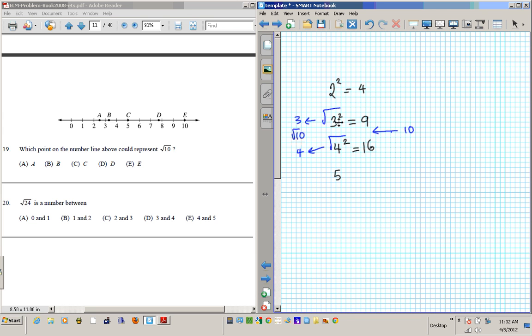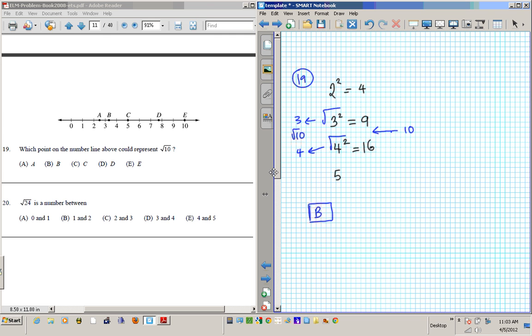So if the squares of these two numbers are before and after 10, that means the square root is going to be before and after the square root of 10. So the square root of 10 is between 3 and 4 because the squares 9 and 16 are before and after 10. So the answer is B, because B is between 3 and 4. So number 19, your answer is B. Okay, so that's basically how you have it. All right, let's move on to number 20.